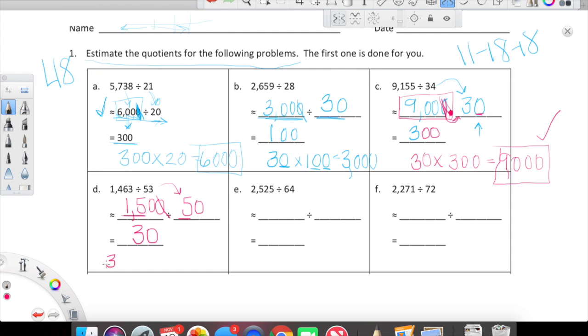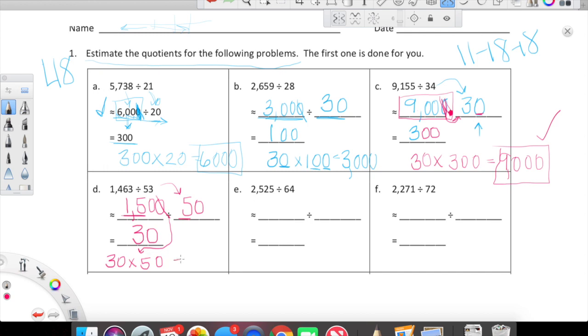Before we get too confident, let's just check ourselves. This is such a crucial step, you guys. We're going to check ourselves by multiplying 30 times 50. Keep in mind that division and multiplication are inverse operations or reciprocal operations. We can undo or check one operation. We can check division by using multiplication.